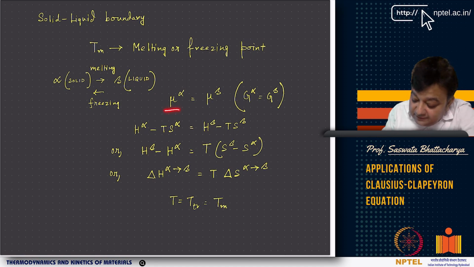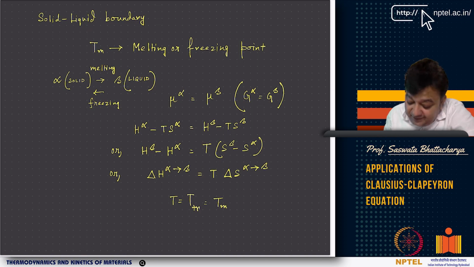Now again mu alpha equals mu beta. Mu alpha is nothing but H alpha minus T S alpha. H alpha is the enthalpy per mole of alpha, H beta is the enthalpy per mole of beta, S alpha is the entropy per mole of alpha, and S beta is the entropy per mole of beta. So H beta minus H alpha equals T times (S beta minus S alpha). What is this T? This T is the temperature at which alpha and beta are in equilibrium. In solid-liquid coexistence, the temperature at which they are in equilibrium at different pressures is called the melting point or the freezing point. You can call this T Tm, or T transformation, TTR.